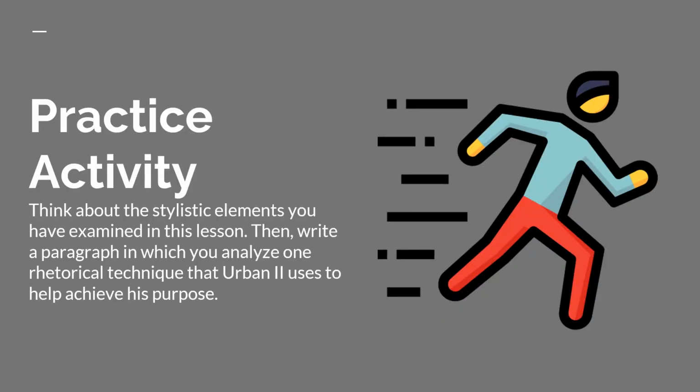Time for a practice activity. In your interactive notes, there's a space to write a paragraph. I want you to think about the stylistic elements you've examined this lesson and write a paragraph in which you analyze one rhetorical technique that Urban II uses to help achieve his purpose and incorporate style analysis like you saw in the example.